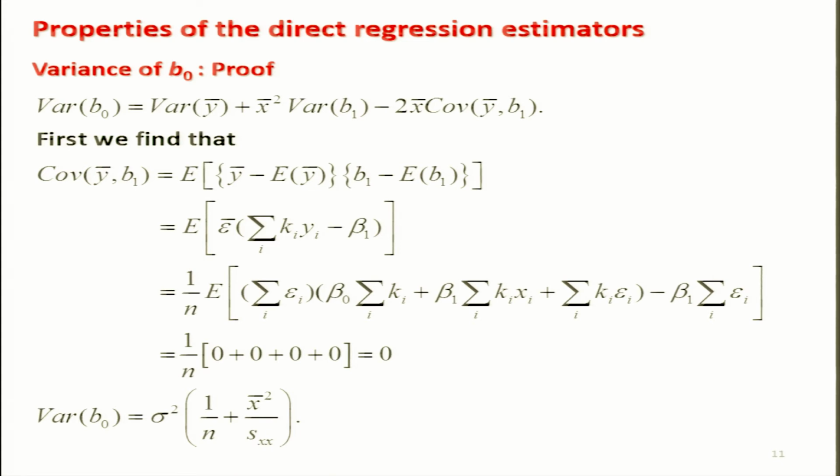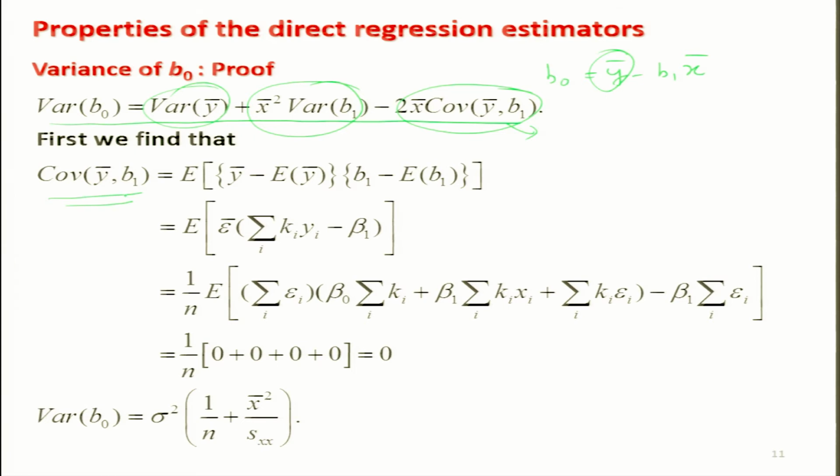And similarly, if you want to find out the variance of B0, it can be written like this, because B0 was written as y bar minus B1 x bar. So, this will be variance of y bar plus x bar square variance of B1 minus twice x bar covariance between y bar and B1. We already have obtained the variance of B1, but we have not obtained the covariance between y bar and B1. So, we try to find out the covariance between y bar and B1 using the basic definition, which can be written like this.